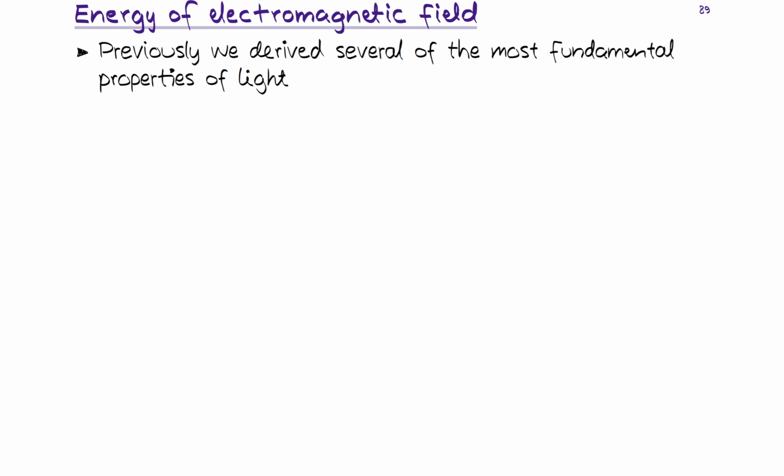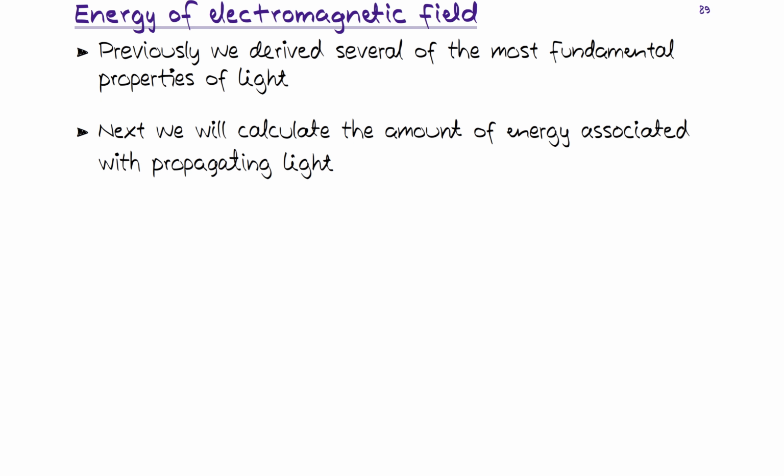So we have now derived many of the most fundamental properties of light. For example, the fact that when we have a time harmonic plane wave, then it is really a transverse wave, and we have derived that the E and B and k fields are mutually perpendicular and so forth. And what we will do in this lecture is try my best to show you how we can calculate the amount of energy that is associated with propagating electromagnetic radiation.